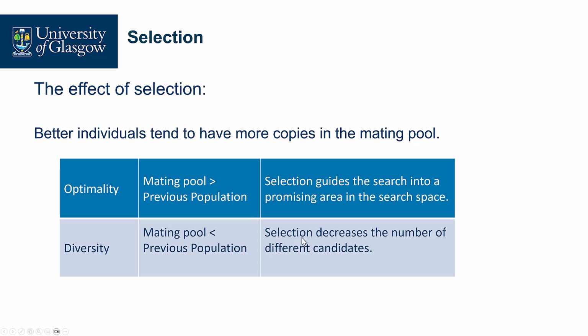On the other hand, the diversity of the mating pool is smaller than the previous population. As we can see in the previous population, there are 4 different candidates, but in the mating pool, there are 3 different candidates. Diversity is important to keep the GA from being trapped in a local optimum. Later we will discuss more about this. So we can see the optimality improved, diversity decreased. This is the function, or the effect, of the selection.